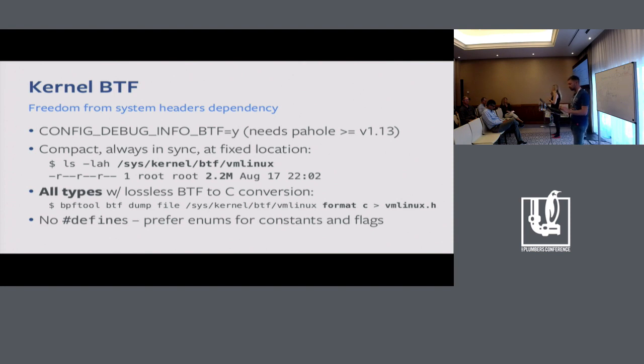You can see that it's roughly 2.2 megabytes, depending on the configuration of your kernel. As I said, it encodes all the types, so you can use bpftool to dump one relatively big header with all the types, which you can just include into your BPF program without any other system kernel header. And it will just compile. It will have task_struct, sk_buff, whatever you need.